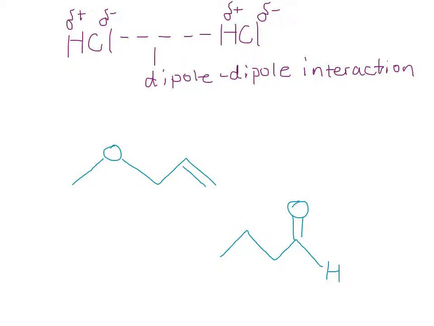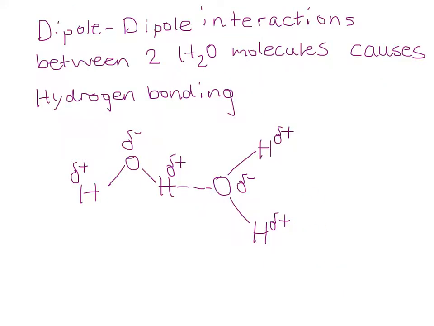These are examples of dipole-dipole interaction because of the electronegatively charged oxygen that causes these molecules to be polar. Dipole-dipole interactions between two H2O molecules causes hydrogen bonding. This is because water is polar just as the HCl was. However, the bonds between these water molecules is much stronger, and because the hydrogen is bonded to an oxygen, this causes hydrogen bonding.